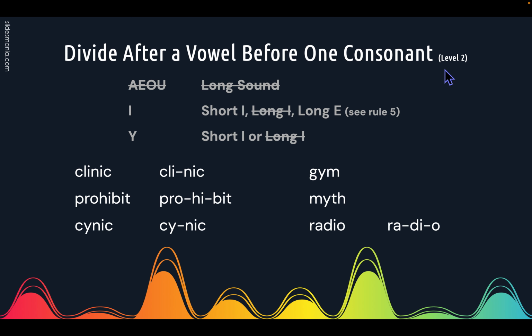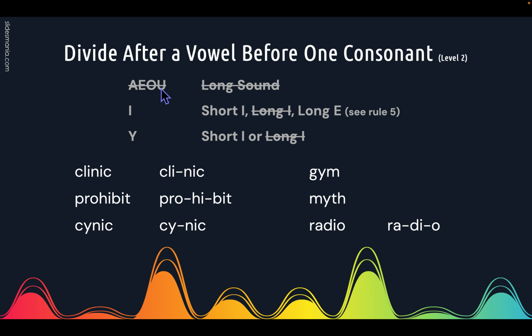Okay, the level 2 of this rule keeps all the same rules, but on this screen, we're just going to add the new parts you need to understand. A letter I can have a long I, although we're not going to use that rule on this page. A letter I can also have a short I or a long E, and we will talk more about when a long E is used in Rule 5. The letter Y can also have a short I sound of I.